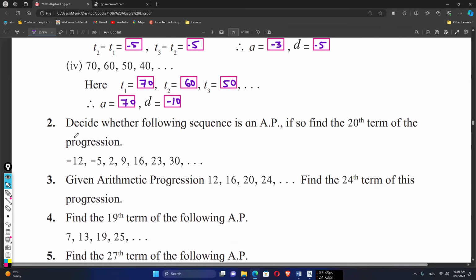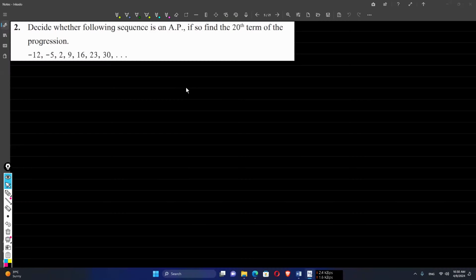Now let's move towards the next problem. So here is problem number 2 in this practice set. Decide whether the following sequence is an AP. If so, find the 20th term of the progression.